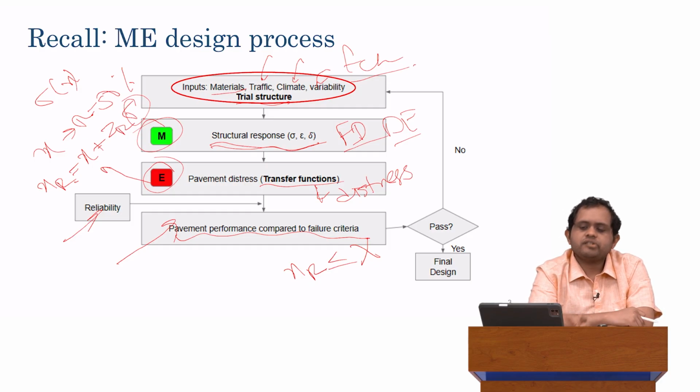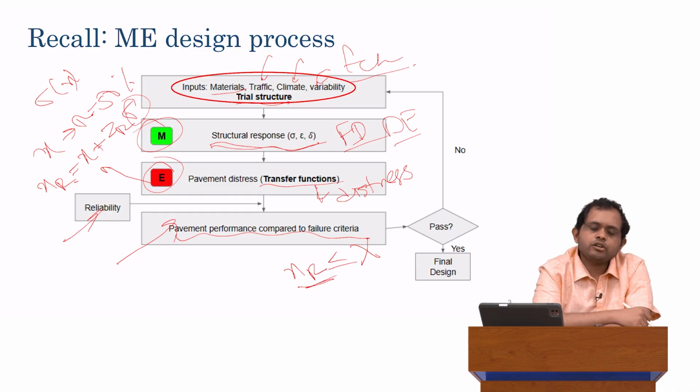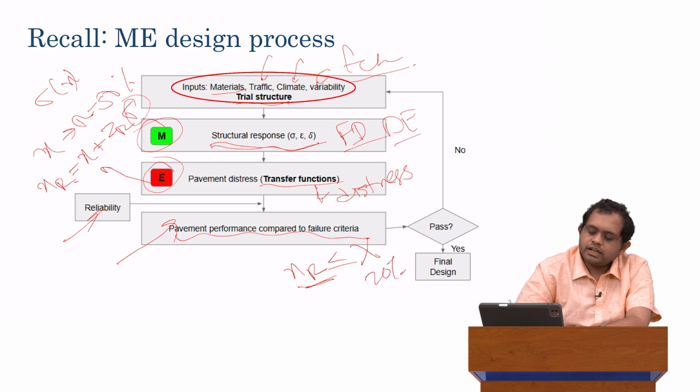But let's say the threshold is 20%, with 90% or whatever percentage of reliability, and the predicted cracking turns out to be 27%. We saw this example last time. Well, clearly 27 is not less than 20. So we say this design has failed. We have to then go back.